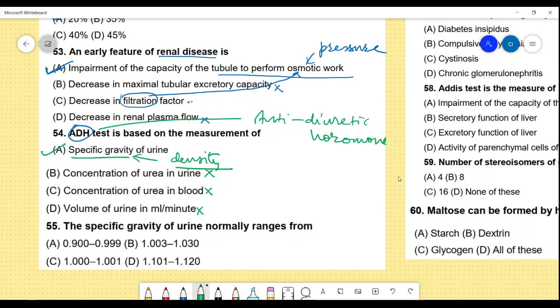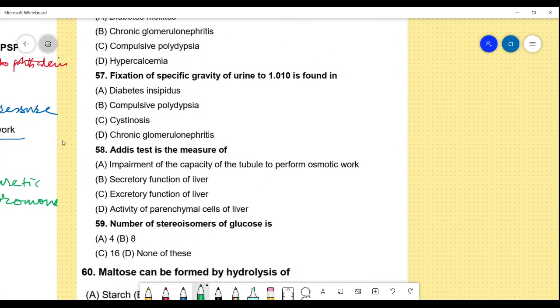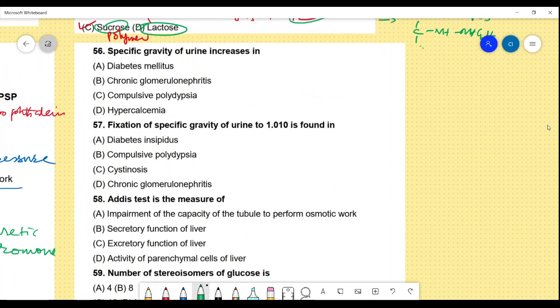The specific gravity of urine, normal range. This is a biochemistry test. Urine is denser than water, therefore it should be greater than 1, and it ranges from 1.003 to 1.030. This option is less than 1, this is more, and this is not very much, and this is also not very much. So B is the right answer there. It's a biochemistry test, just for your information, and it's connected with the biochemistry of the blood.